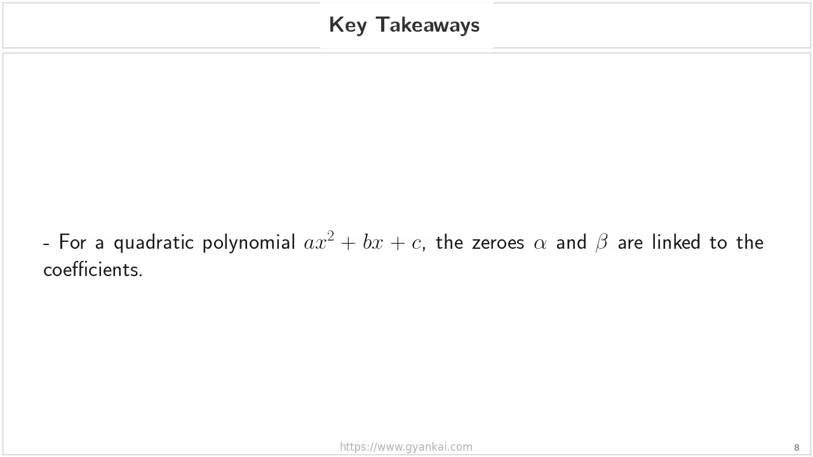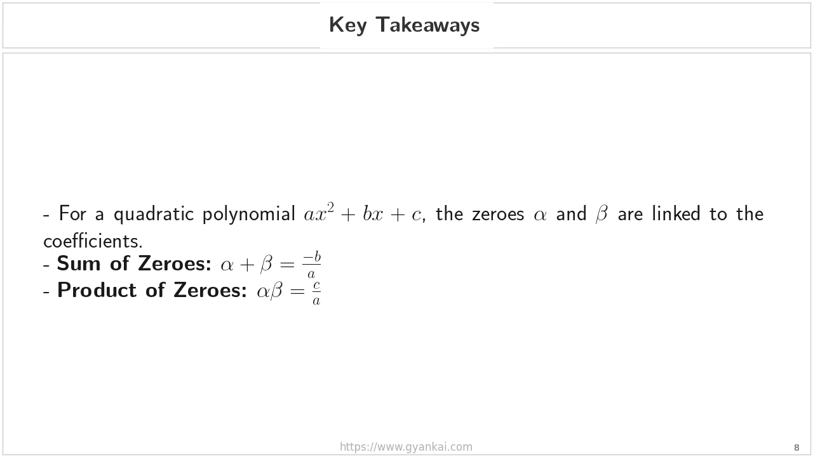Key takeaways. Remember, for any quadratic polynomial in the form ax squared plus bx plus c, the two zeros, which we have called alpha and beta, are directly and fundamentally linked to the coefficients a, b, and c.